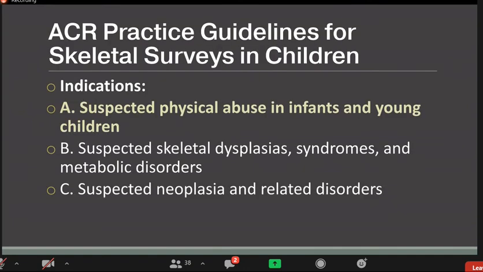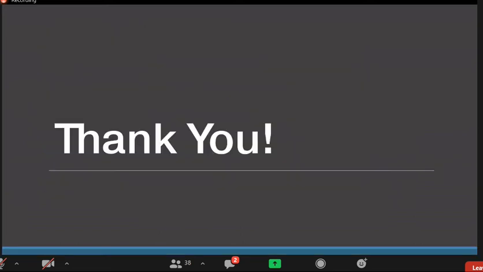So the ACR practice guidelines can be accessed on the ACR website. And I just like to emphasize that skeletal survey is indicated if there is suspected physical abuse in infants and young children. So thank you for listening. Now, Dr. Punong Bayan will be sharing with us some of her expertise in handling these cases, and in particular, our protocol in St. Luke's in cases of high suspicion for child abuse, and the role of the radiologist and clinician in these cases.